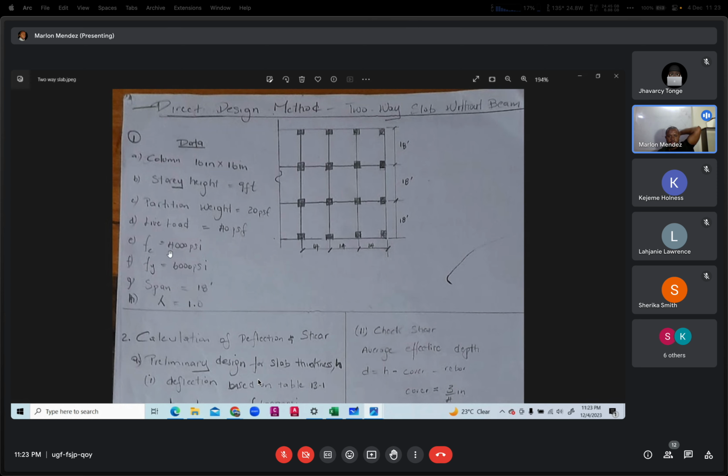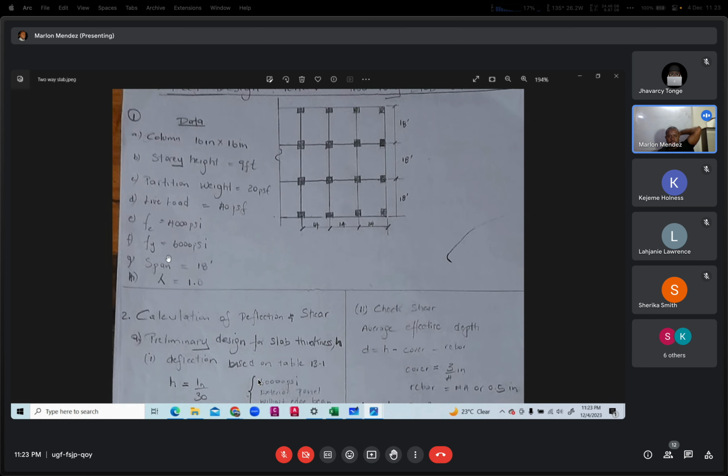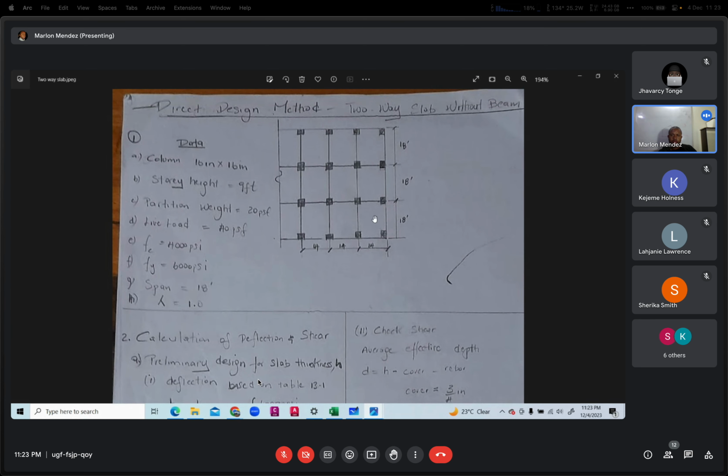The concrete strength is 4,000 psi. The steel strength is 60,000 psi. The span, which is this. You could possibly be asked to calculate the span in one or two directions.